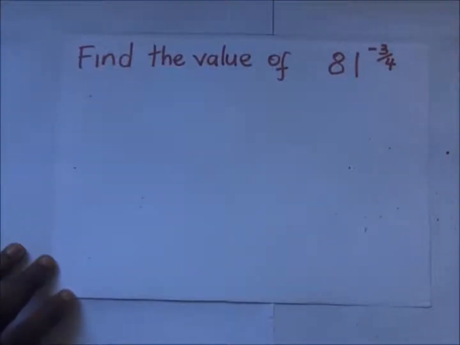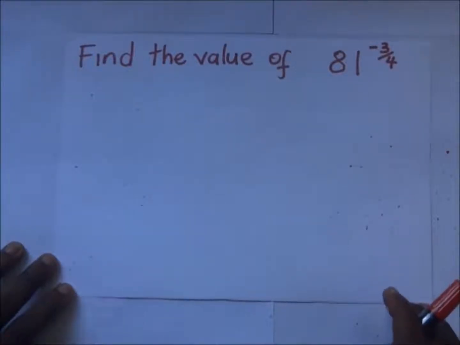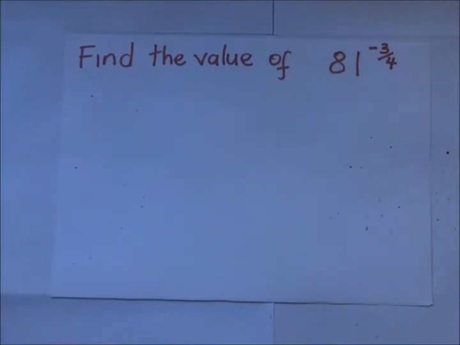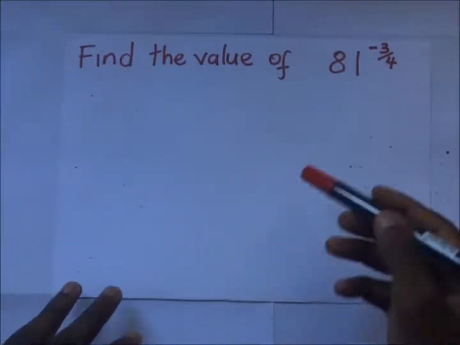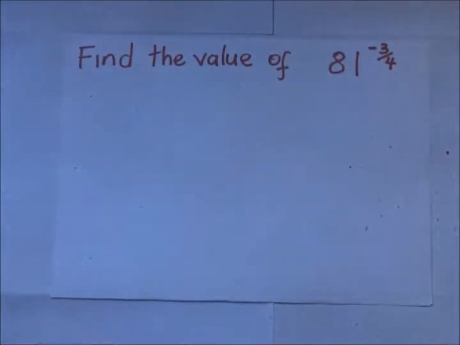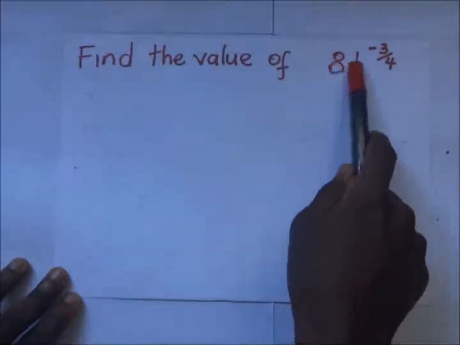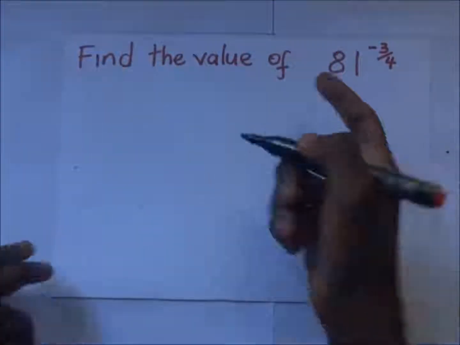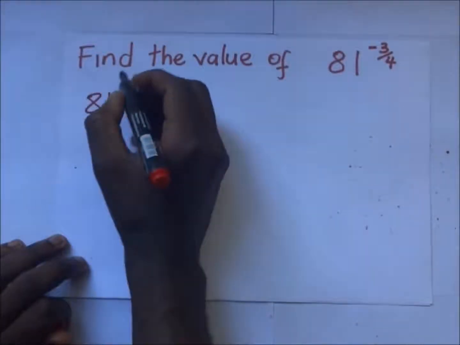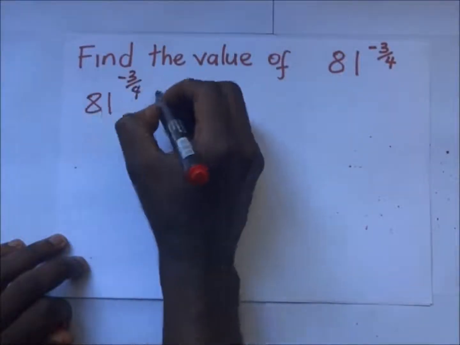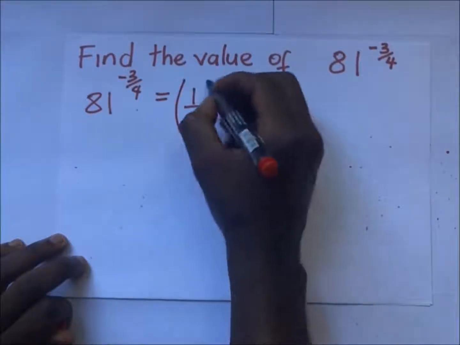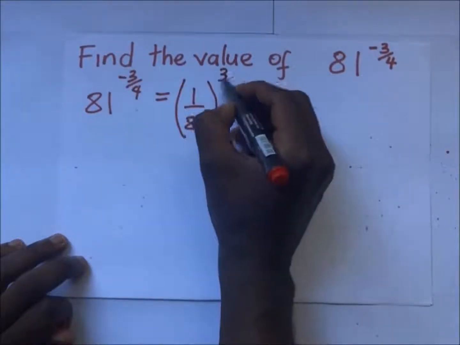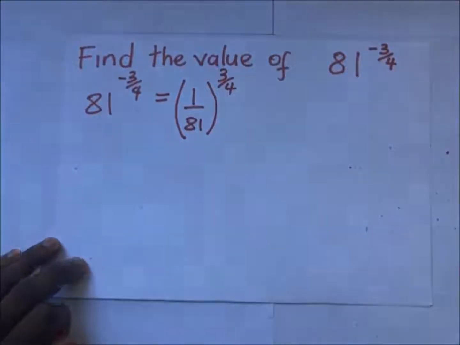So we are required here to find the value of 81 to the power negative 3 over 4. In a number like this one, we are supposed to first of all remove that negative index. Removing that negative index means we are going to find the reciprocal of 81. So 81 to the power negative 3 over 4 is equal to 1 over 81, that's the reciprocal, but all this is to the power 3 over 4.